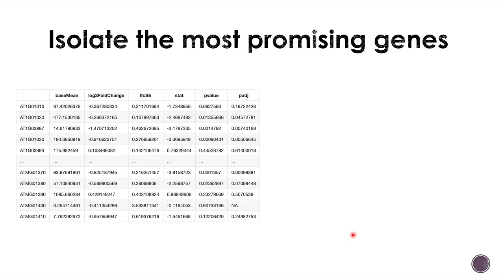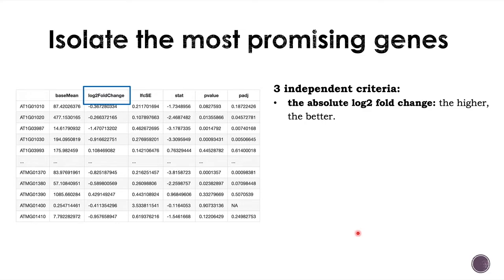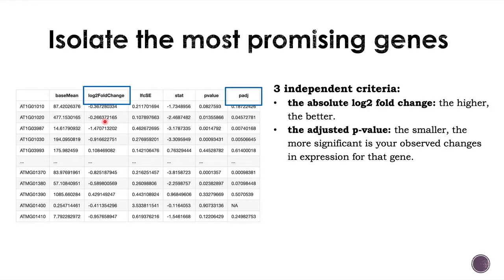The three main criteria you can use for that are as follows. The first is the absolute log2 fold change. So the higher the better. The higher this number, the stronger your gene expression is affected by the experimental condition. The second criterion is the adjusted p-value. The smaller it is, the more significant, the more likely it is that your observed changes are related to the experimental design. So this is a sort of confidence index.